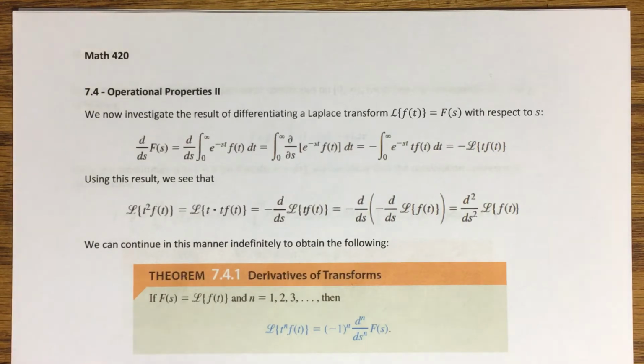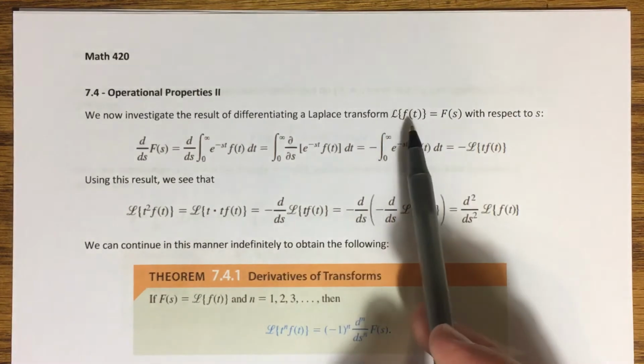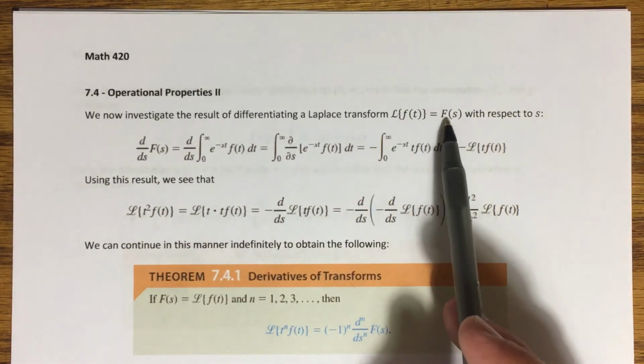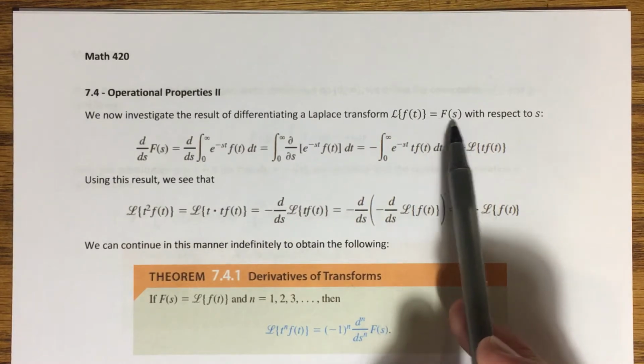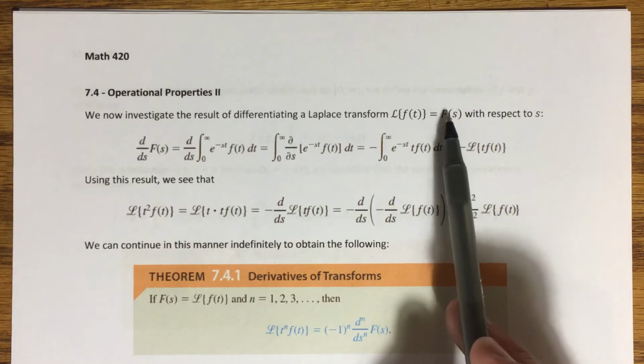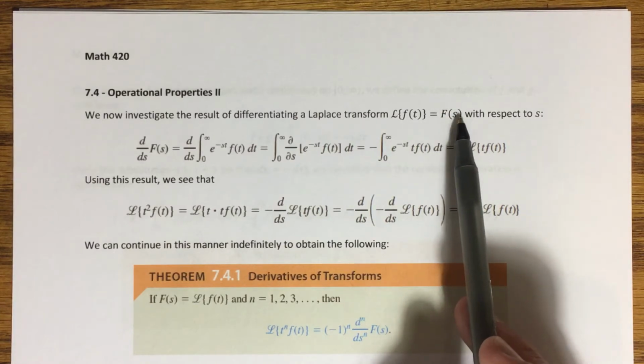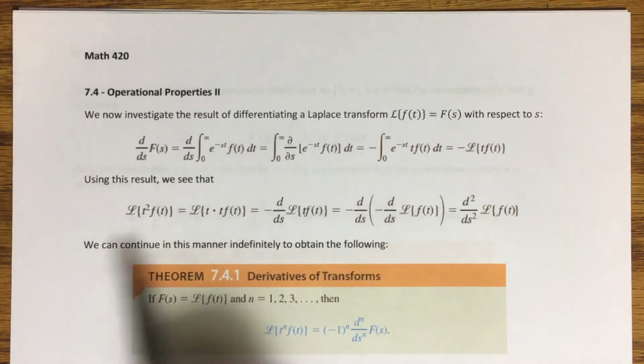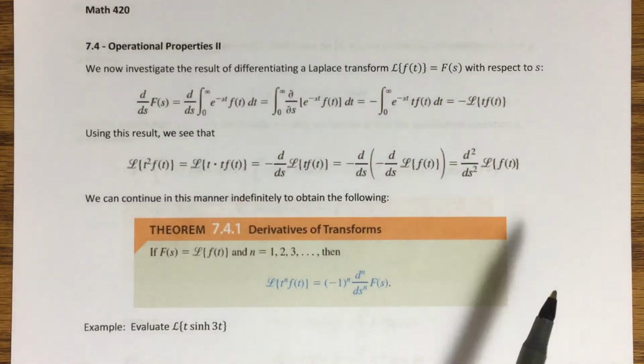Now remember, the Laplace transform takes a function of t and converts it into a function of a different variable s. So we typically are calling that capital F of s. And so the question is, what can we say about this function, capital F of s, if we differentiate it with respect to its variable s? And it's fairly straightforward to do that.